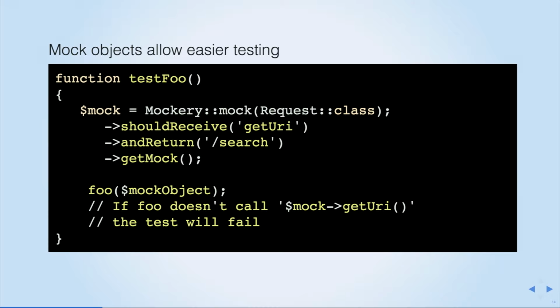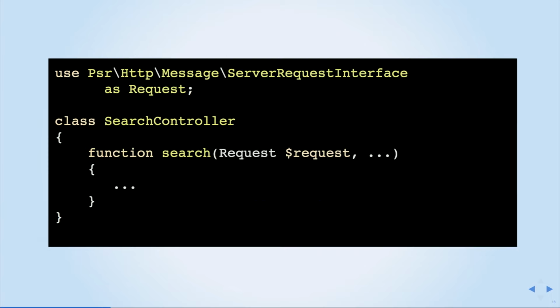But just to make sure that everybody understands what I'm about to talk about in a moment, I want to make sure that everybody understands what I mean by a mock object. Mock objects are used as a stand-in for objects which do not exist yet. They're used in tests to make sure that one bit of code calls another bit of code correctly. In this example, we're creating a mock object that will have its getUri method called, and it will return the string search. If the test doesn't call the getUri method, the test will fail. So this is the code we're going to be refactoring.